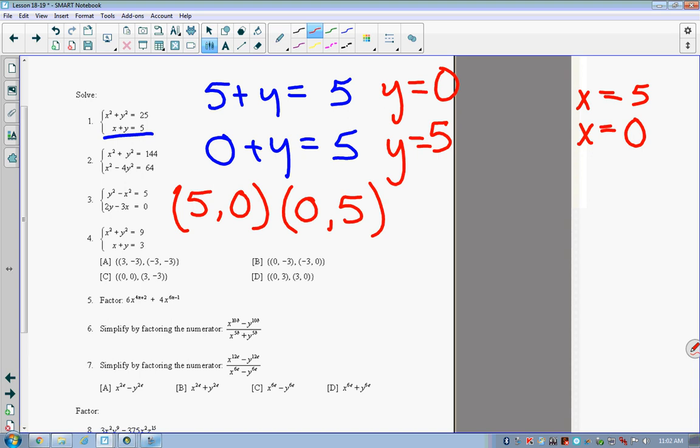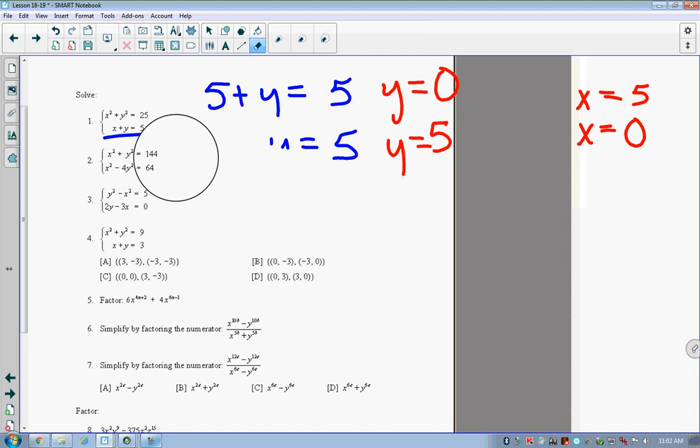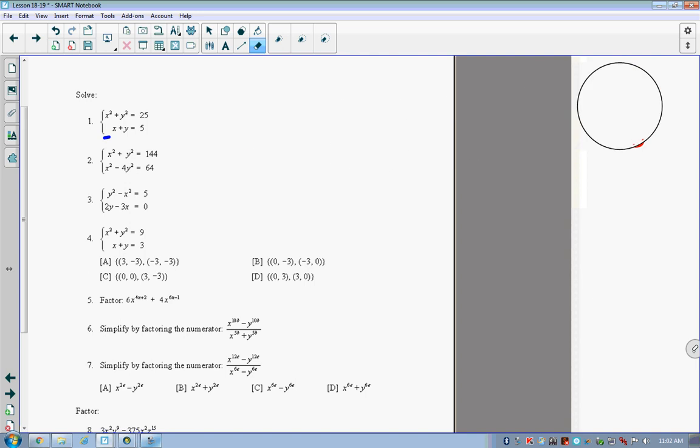Does this make sense? So this is the basic process that you go through whenever you're dealing with a circle and a line. Okay? All right, do we have that? Good. Okay. All right, next up.